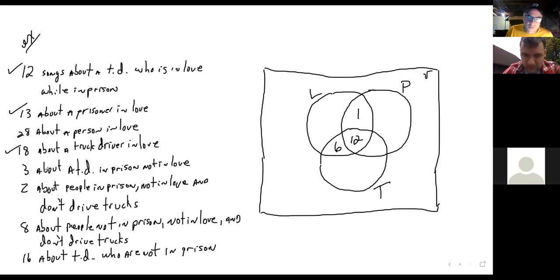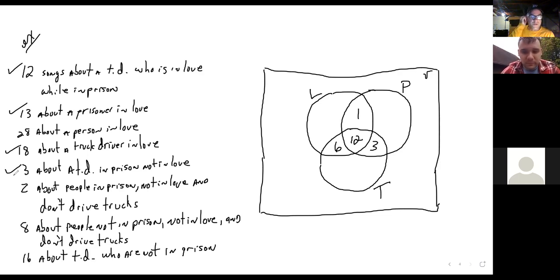All right. Go to the next piece. The next piece says there are 3 about a truck driver in prison who is not in love. So here's one where I don't have to do any subtraction. It's actually telling me what belongs to this region right here. Has to be in the set P, has to be in the set T because it's a truck driver in prison, but it has to be outside of the set L. And so that is this region and this region only. And so that is 3. Are we good there?